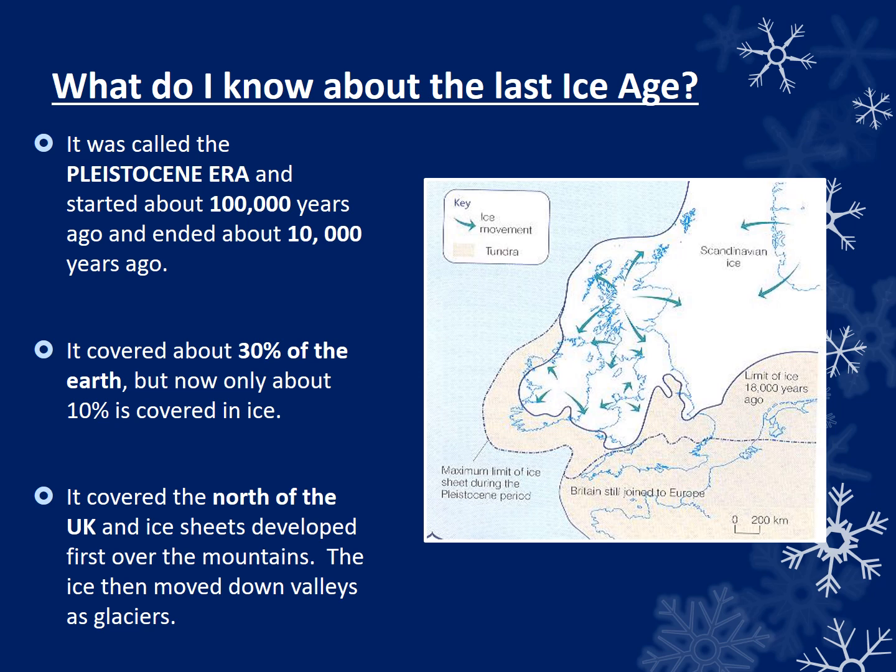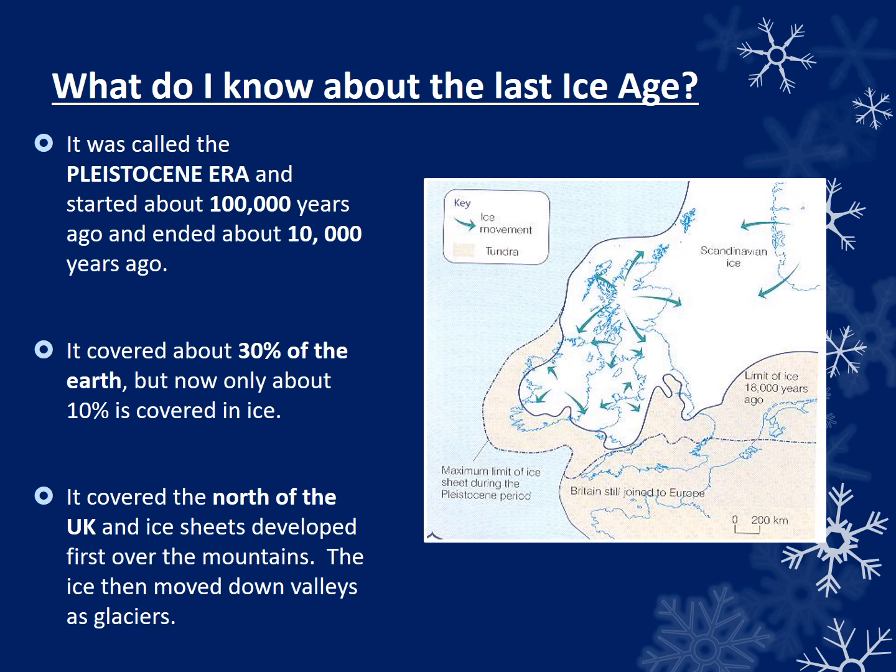Okay, so as a very quick recap of all the things that we covered last week, here is some of the information about what happened during the last ice age, where it covered, when it happened. So last lesson we were looking at ice coverage on the Earth during the last ice age, which was called the Pleistocene era. And this lasted from about 100,000 years ago and ended about 10,000 years ago.